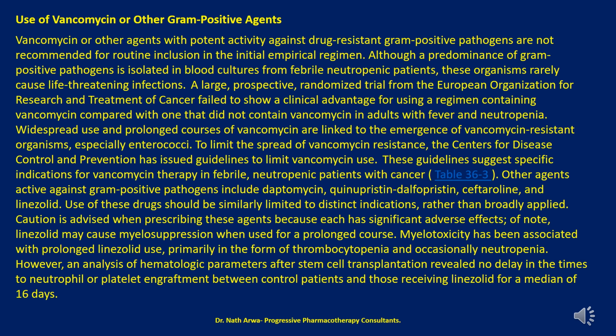A large, prospective, randomized trial from the European Organization for Research and Treatment of Cancer failed to show a clinical advantage for using a regimen containing vancomycin compared with one that did not contain vancomycin in adults with fever and neutropenia. Widespread use and prolonged courses of vancomycin are linked to the emergence of vancomycin-resistant organisms, especially Enterococci. To limit the spread of vancomycin resistance, the Centers for Disease Control and Prevention has issued guidelines to limit vancomycin use. These guidelines suggest specific indications for vancomycin therapy in febrile, neutropenic patients with cancer, as shown in Table 36.3.